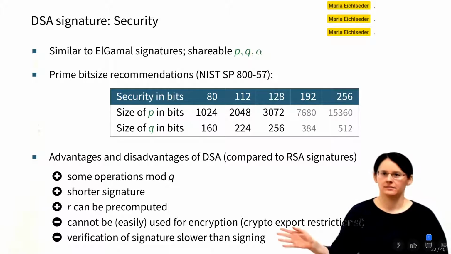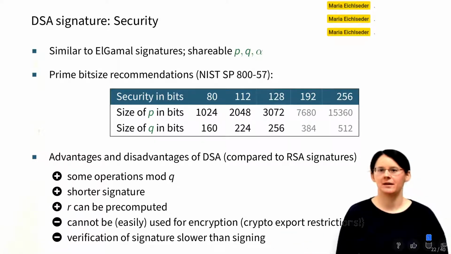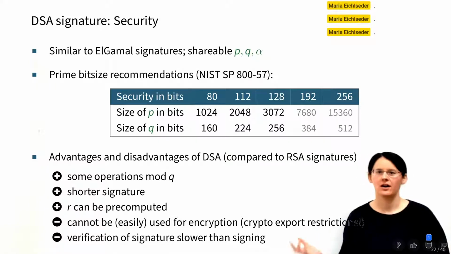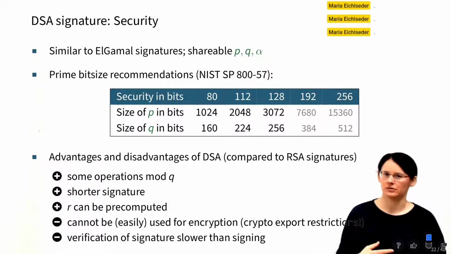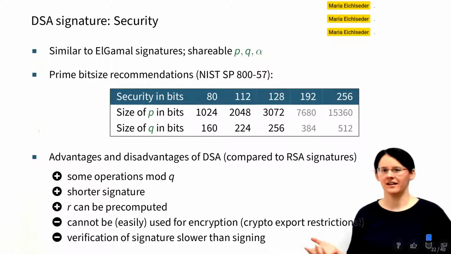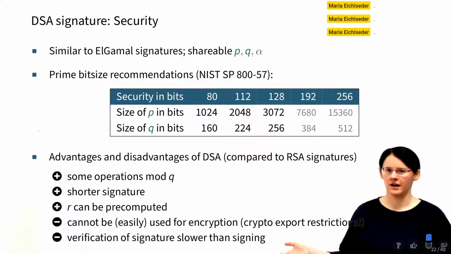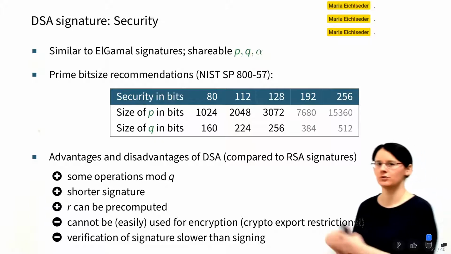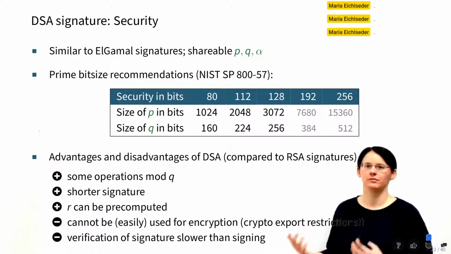There are some other performance downsides, like for example that verification of the signature is the slow operation here, whereas signing is a faster operation. And usually a signature is only computed once, but potentially verified many times. So we usually want it the other way around. It's better if verification is the cheap operation.